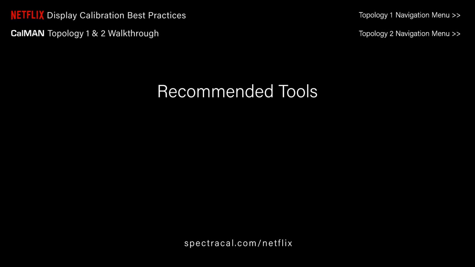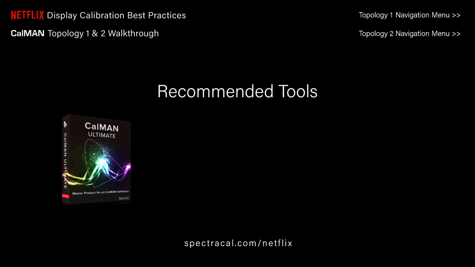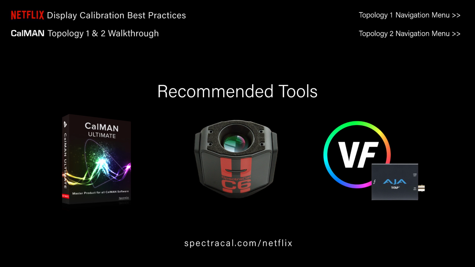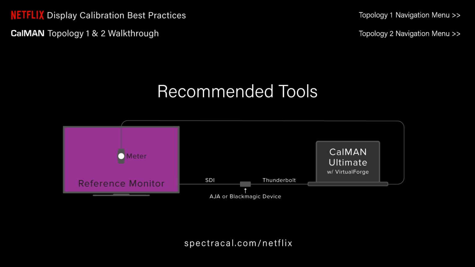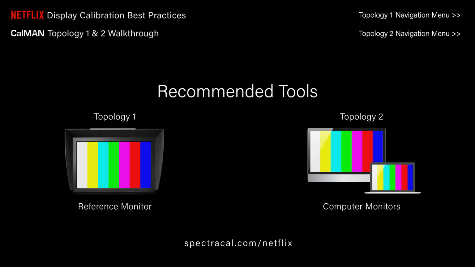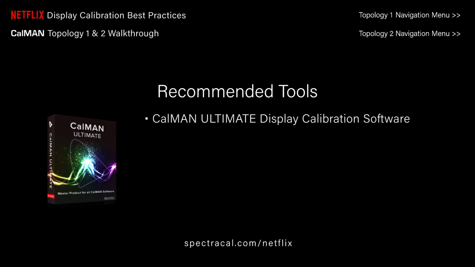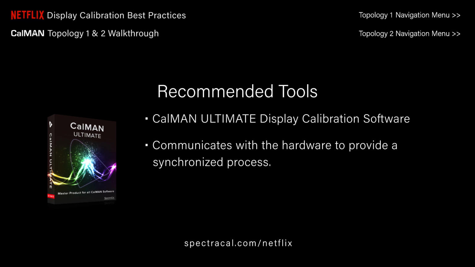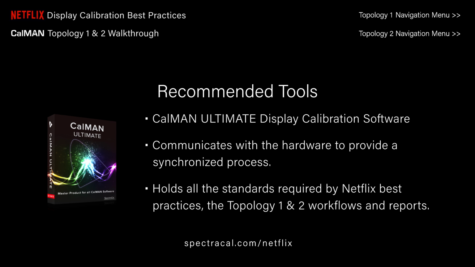Recommended tools for the job. The tools for the job consist of Calman software, a meter, and a test signal pattern generator. The pattern generator sends a color patch to the display, the meter measures the color, and Calman software analyzes and compares the measured results to the standard using charts and graphs in real time. The Netflix video monitor and computer monitor workflow and report, Topology 1 and 2 respectively, leverage technology in SpectraCal's flagship product called Calman Ultimate Display Calibration Software. This software communicates with the hardware to provide a synchronized process. It also holds all of the standards required by Netflix best practices, the Topology 1 and 2 workflows and reports.